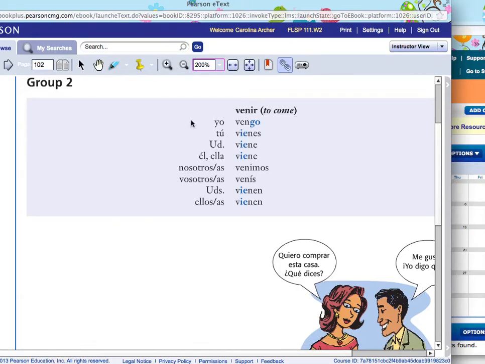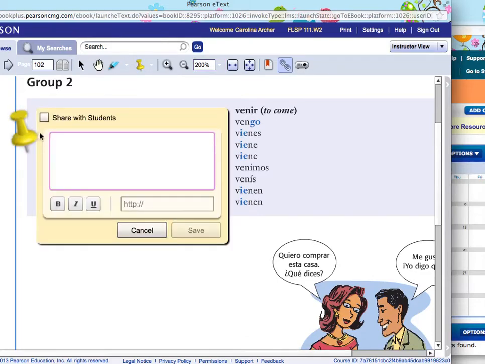This verb is one of those that, well, it doesn't really have a name, but the root changes from E to IE. So you can notice here, starting with tú, venir is the root. This E is going to change to IE. Yo vengo, tú vienes, él, ella, usted viene, nosotros venimos y venís don't change. Ustedes vienen, ellos y ellas vienen.